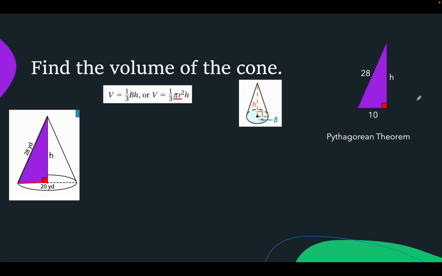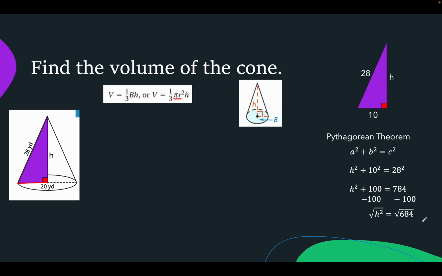We've seen this before. We need our Pythagorean theorem. A squared plus B squared equals C squared. We plug in our H, our height, for our A, our 10, that's our B. The hypotenuse, that's always going to be our C squared, so that's our 28 squared. We square both numbers, we get 100, we get 784. Take away 100 from both sides, we have H squared equals 684.